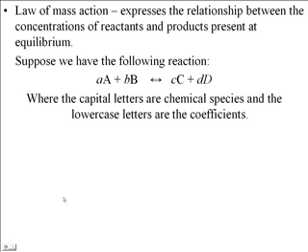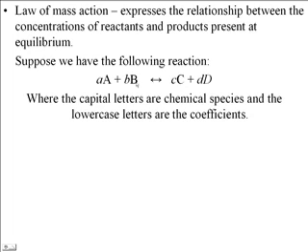Now, how do we find what that K value is? Let's say we have a reaction here where A is going to react with B and it's going to make C and D. First of all, notice that double arrow there. The double arrow means the reaction is not only proceeding forward, it's also proceeding backwards. Like we said, they are occurring at the same rate.